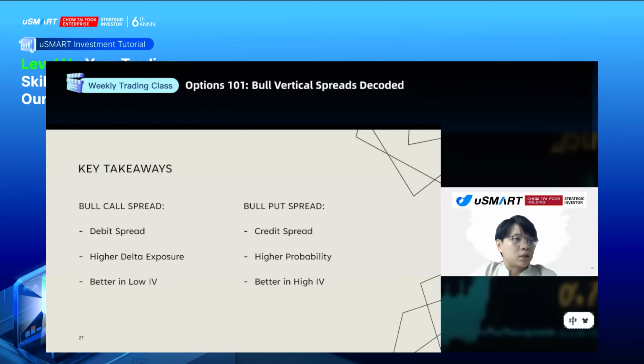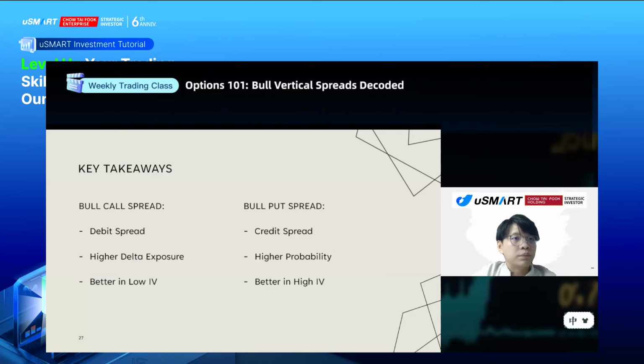A bull call spread is actually a debit spread because you are paying to bet on the direction, whereas the bull put spread is a credit spread, where you are collecting the credit upfront. And the second point is, if you are going for a bull call spread, then you need to ensure you have a higher delta position, so your winning rate is also higher.